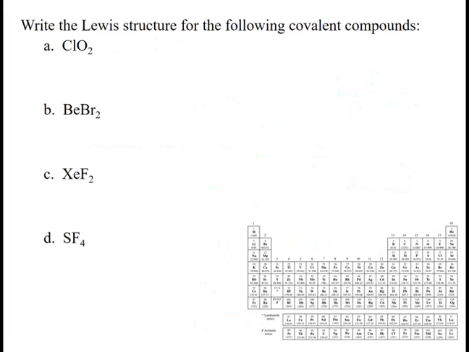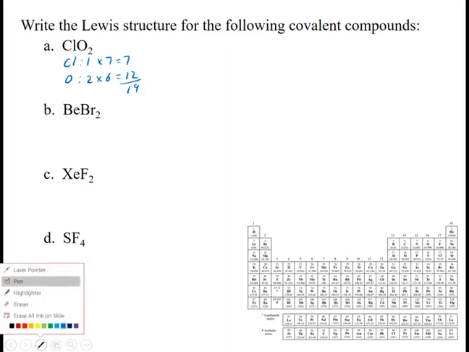So here's some structures, okay? And so I have the periodic table down here. I have chlorine, which is in group 7 or 17. So chlorine, there's 1. And because it's in group 17, is 7. Oxygen, there's 2 of them. And oxygen is in 16, so that's going to be 6 valence electrons to give me 12. And so when I add these up, this is 19. This is an odd number.